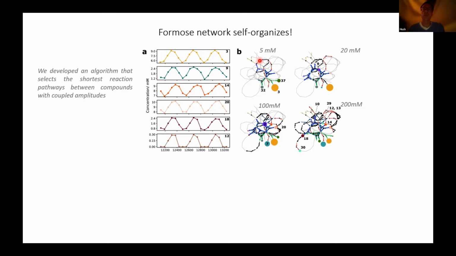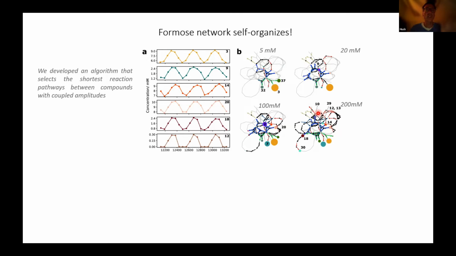And if you then see what happens at 5 millimolar, 20, 100, 200 millimolar, you see that this complexity of the network increases. More and more reactions are taking place that explain to you how you get to the particular composition that you find for each of these different reaction conditions.